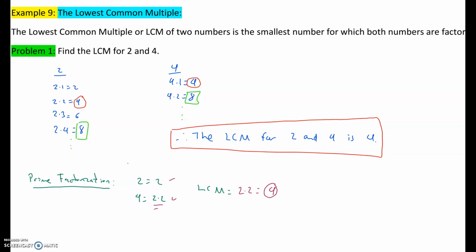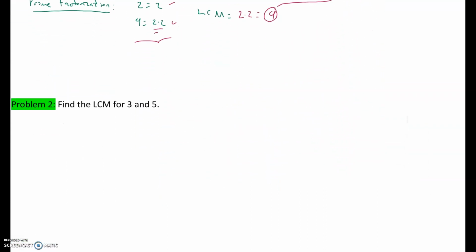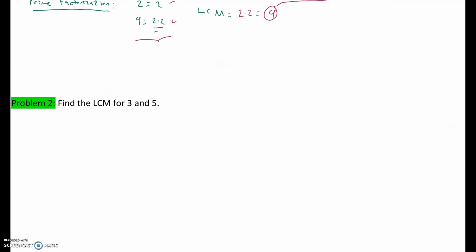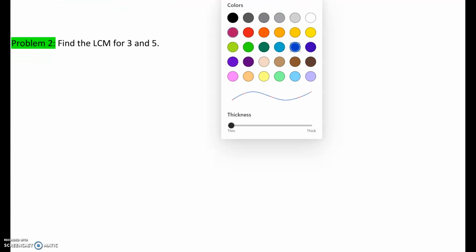If you had any other value in the prime factorization, you would include it. So this is another way of viewing it. This will help if the numbers are really large. So let's take a look at problem 2 with the values of 3 and 5. And I'll do the same approach that I did earlier. This is just so that you get the idea.